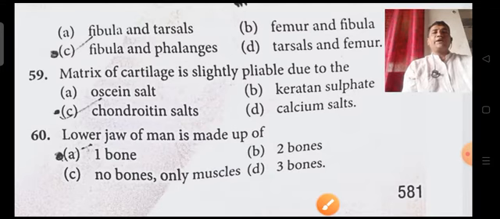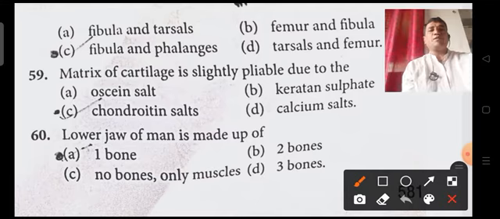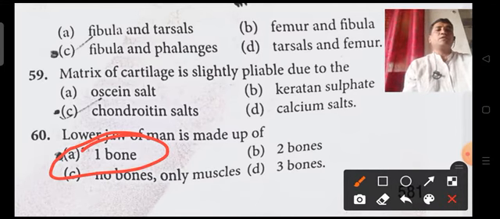Next, the lower jaw of man is made up of, as we have already discussed, only one bone, that is 28 plus 1, 29.